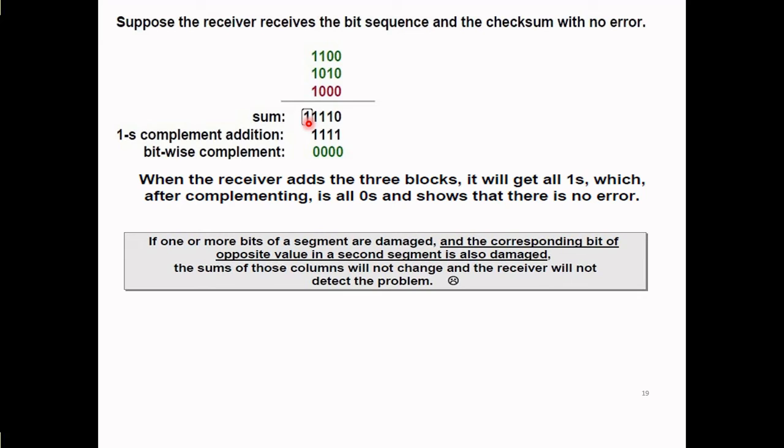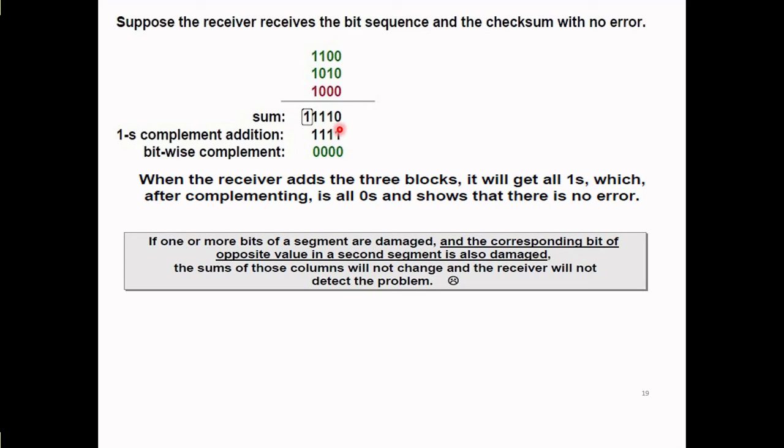Okay, so I get carry 1. So one's complement addition, bitwise complement. So I get 1110. Here this is 1110, and bitwise complement it is 0000. When the receiver adds the 3 blocks, it will get all ones, which after complementing it's all 0 and shows that there is no error.